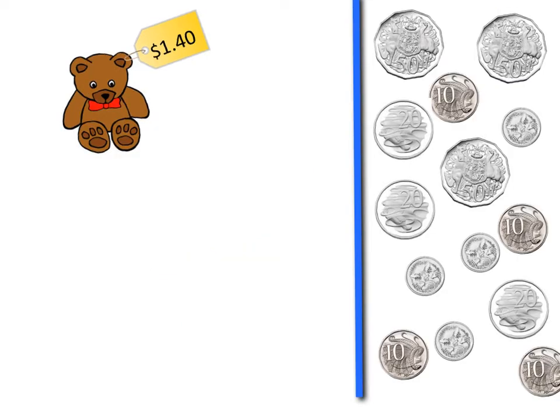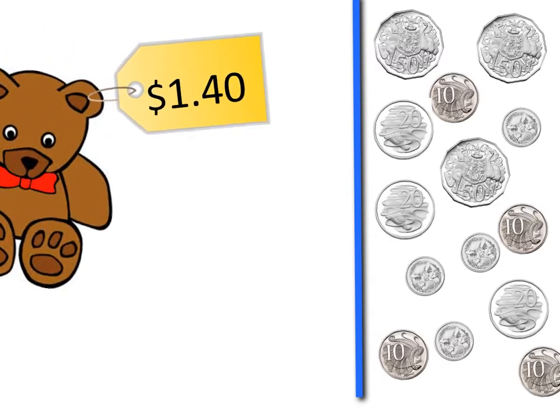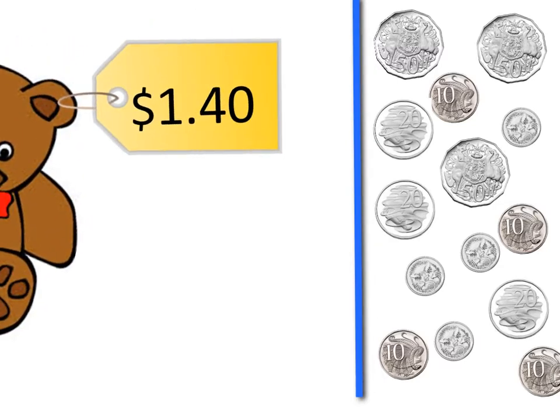Okay, so let's look at this first example. Say I'm at the shop and I want to buy this teddy bear here, and I can see on the price tag it costs $1.40. Over here on the right hand side is all the money that I had in my pocket that day, and so I'm going to use this money to buy my bear. So the first thing I want to make sure I know clearly is how much it costs, $1.40.